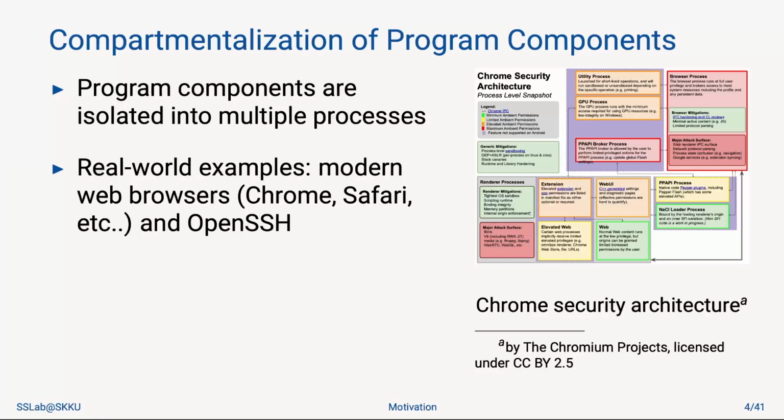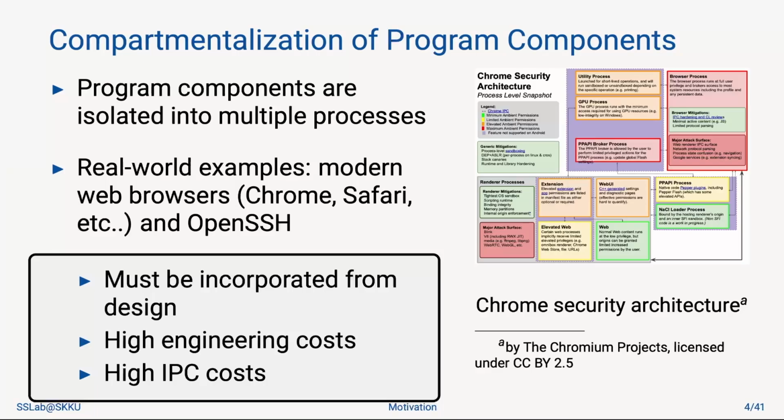They employ a process-based architecture where each smaller component is split into a dedicated process. However, there are certain limitations in splitting complex programs into processes. They require high engineering effort since it has to be incorporated from the design of the software itself. This approach also incurs high overheads from inter-process communication and context switching.